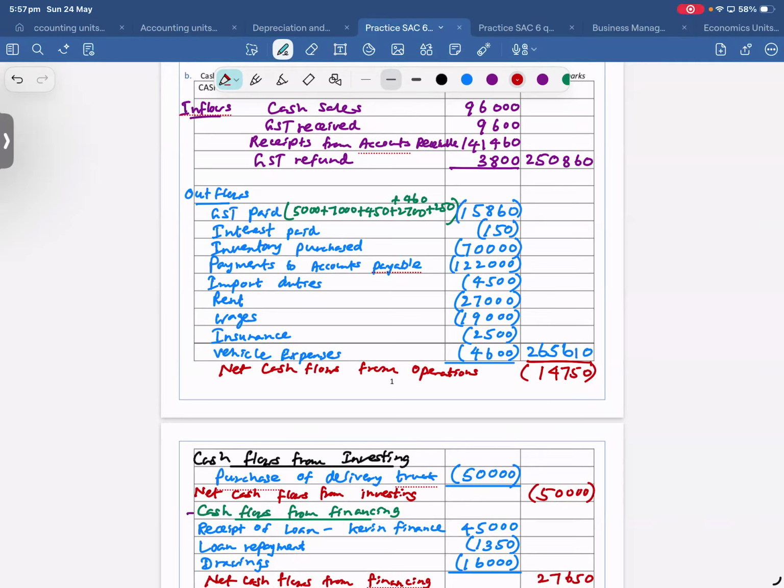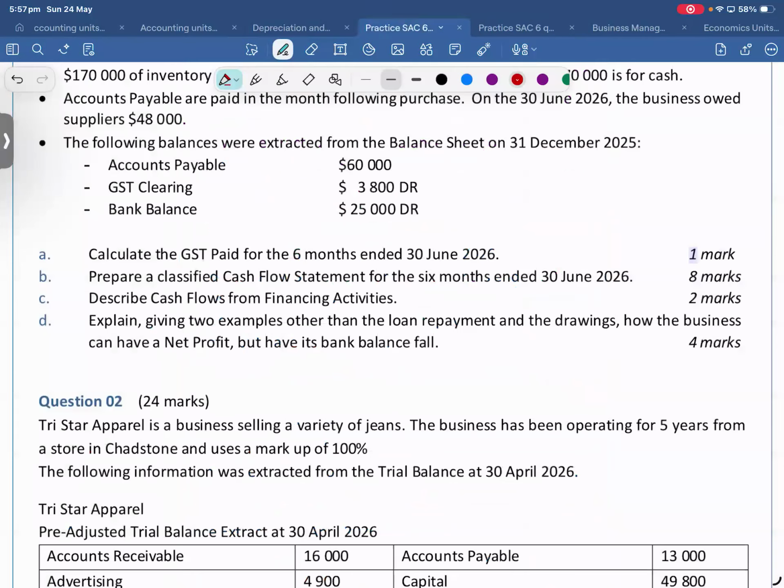Payments to accounts payable and inventory purchase, which is how much? 200 and 190. 200 and how much? Wait, inventory purchase is, I'm sorry, I'm looking at the wrong one, 192,000. 192,000 against 180,000, yes. 180,000 is the cost of sales, yes, that's correct.